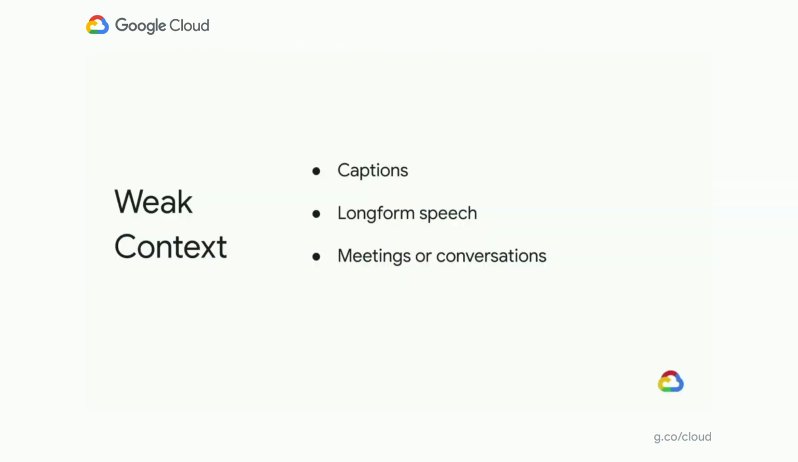Next, we have weak context, which is a situation like captions or dictation, or perhaps a conversation between two people or multiple people in a meeting. These are situations where you don't know exactly what somebody's going to say at any one moment, but you know broadly what they are talking about. For example, this recording is all about speech-to-text technology. And that might give you hints about what words are going to be said or are common that you can use to increase accuracy on those words.